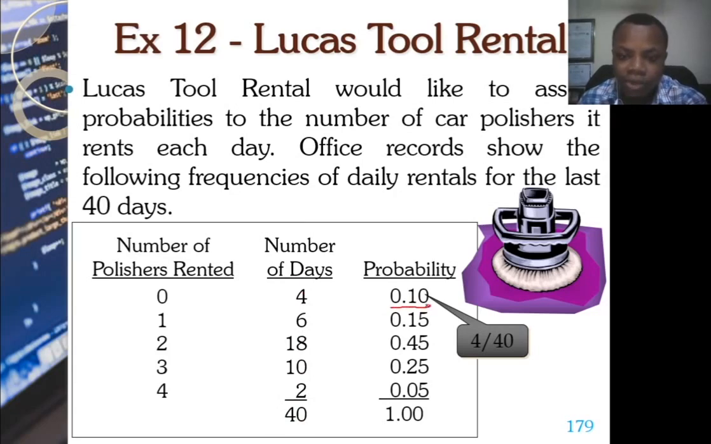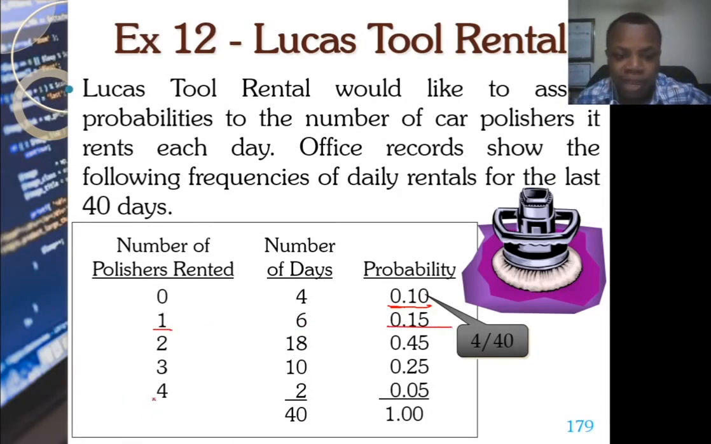And that is just going to give us the probability that 0 car polishers will be rented on any specific day. Now, in that same case, we can also estimate the probability that only one car polisher will be rented, and that will be equal to 6 divided by 40, and that gives us 0.15.